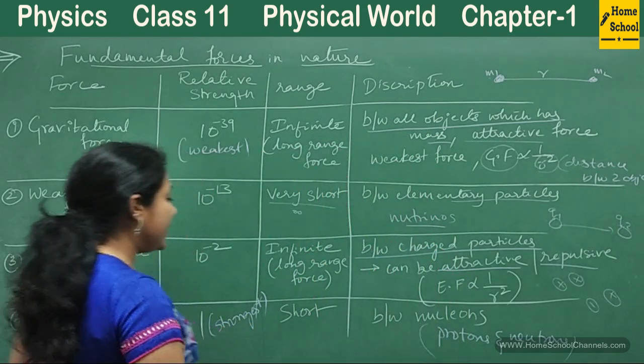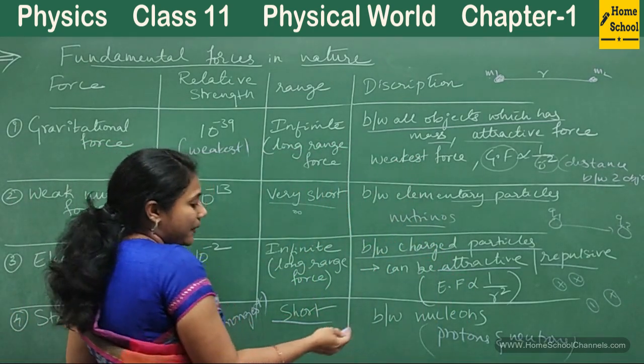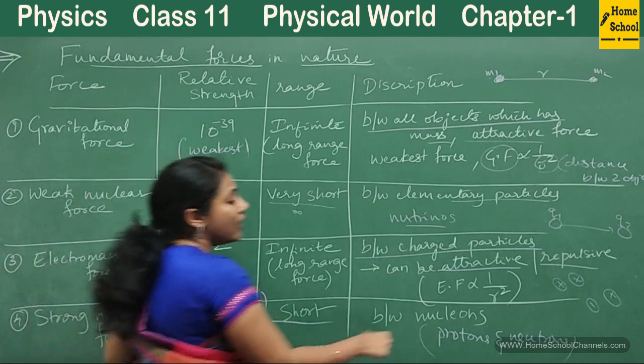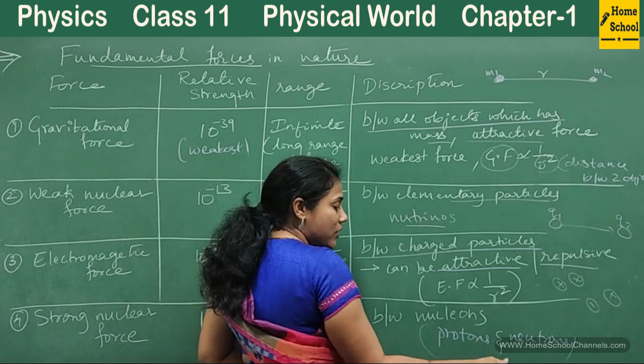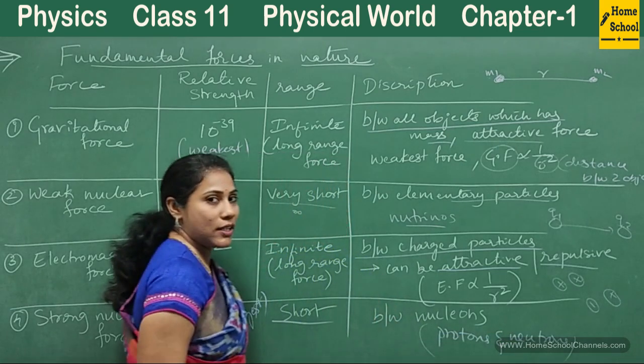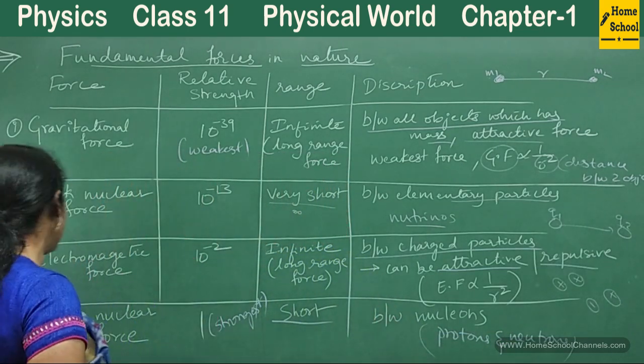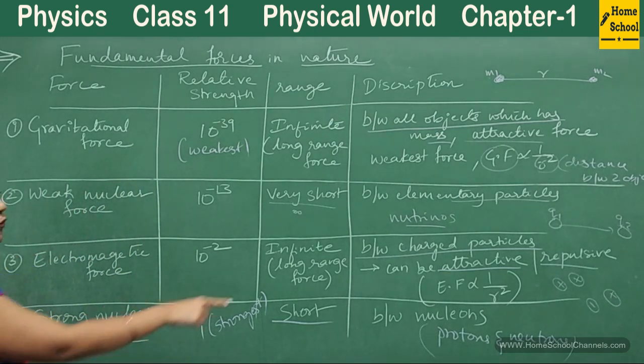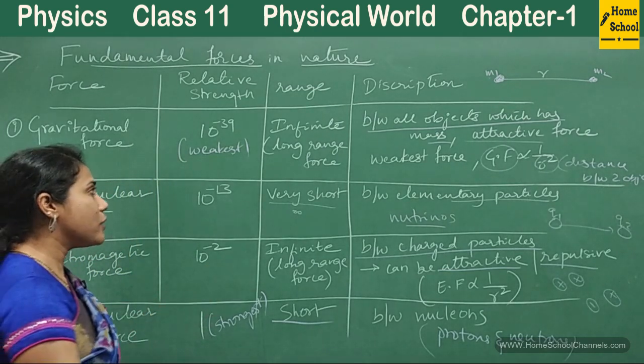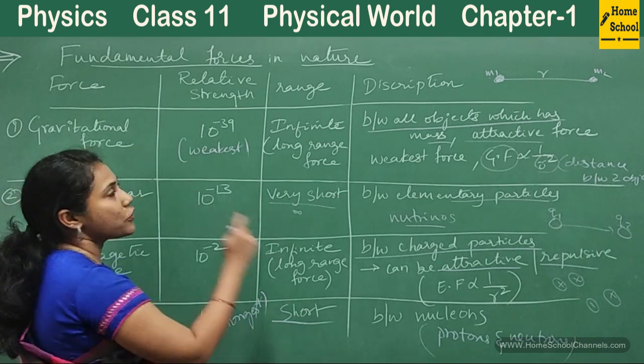Okay, and even this is a short range force. I mean, to observe this force, there shouldn't be too much distance between protons and neutrons. They have to be very, very close with each other. Only then can you observe the strongest force between them. So that's what we mean by short range force.